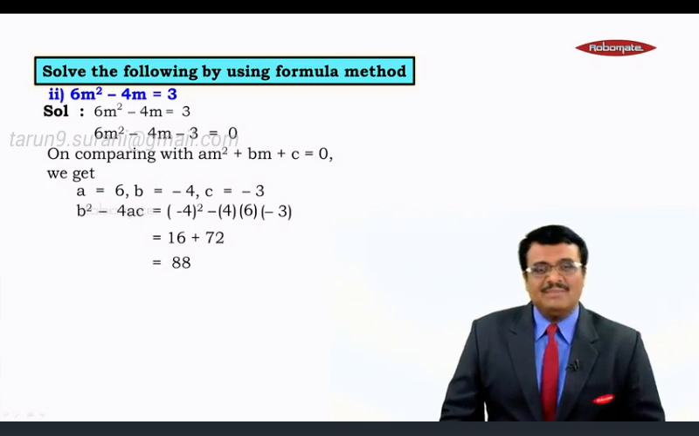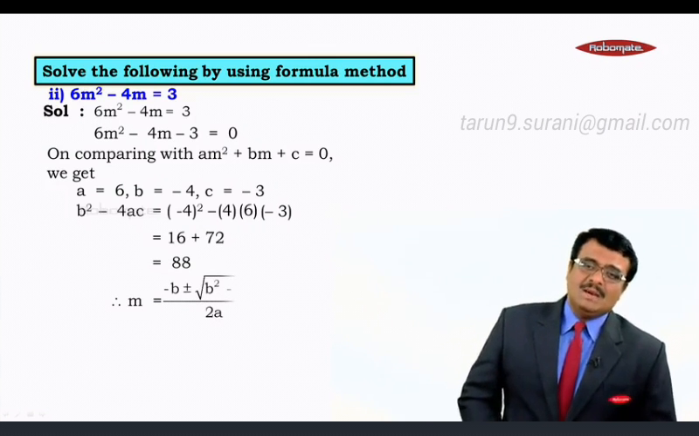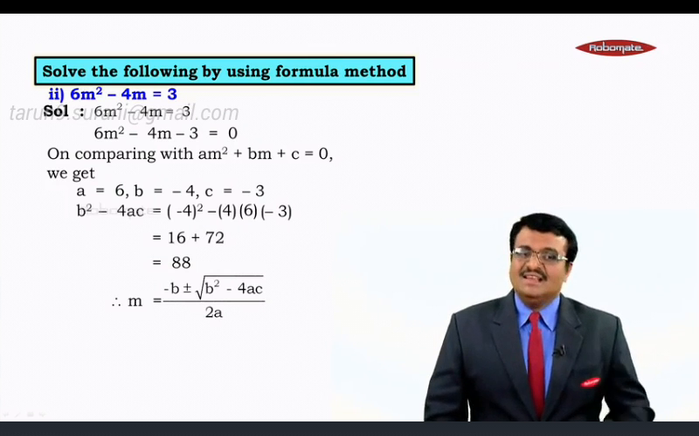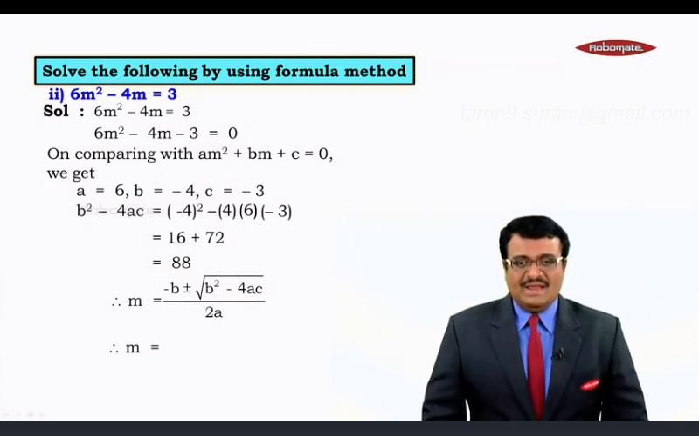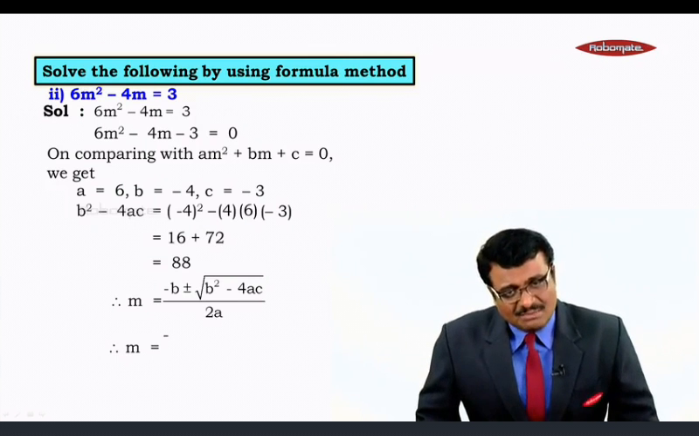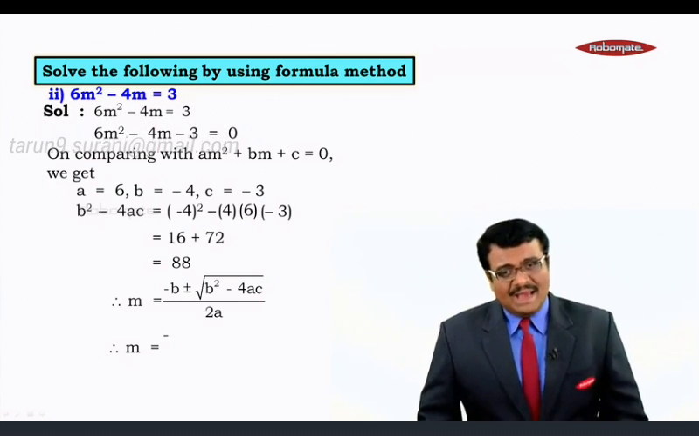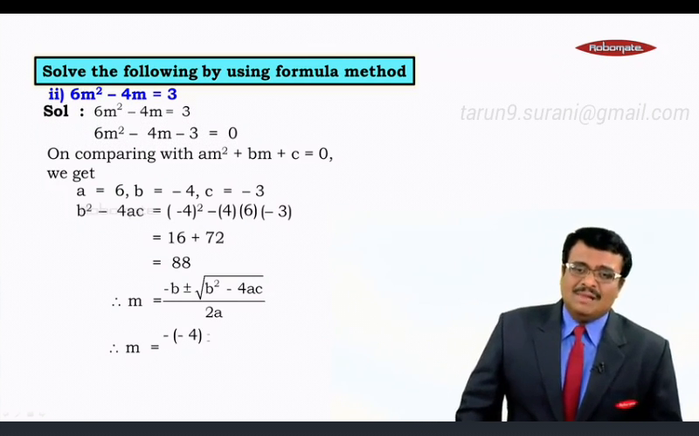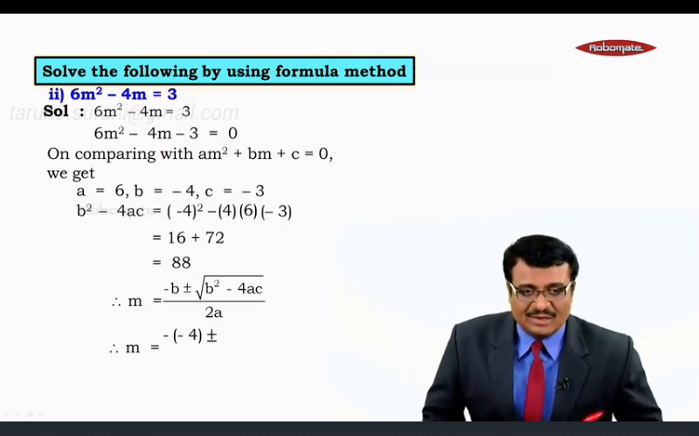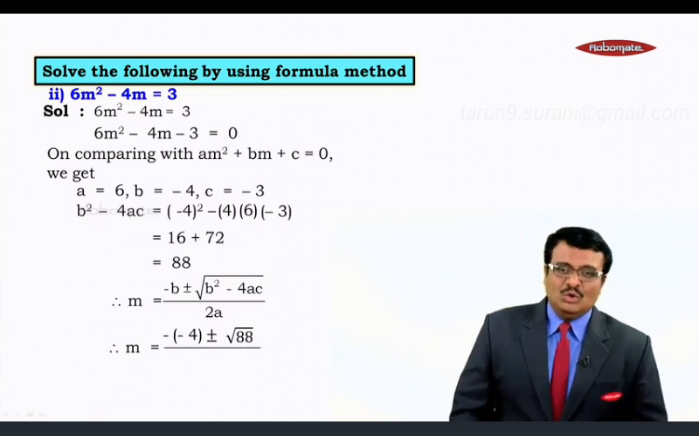So let us apply the formula. Formula will be what? The variable is m. So m is equal to minus b plus or minus root of b square minus 4ac, the whole upon 2a. So what we get, m is equal to, now let us put the values. Write the formula: minus first, then look at what is the value of b. b is minus 4. So minus of minus 4 plus or minus root of b square minus 4ac. b square minus 4ac, just now we calculated. It is 88. So it becomes root of 88 upon 2 into a.